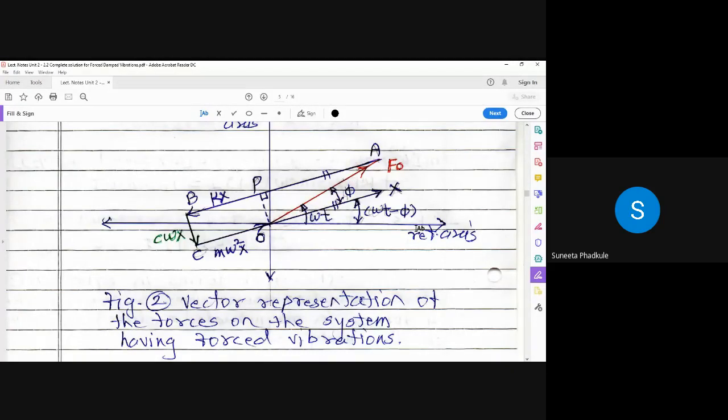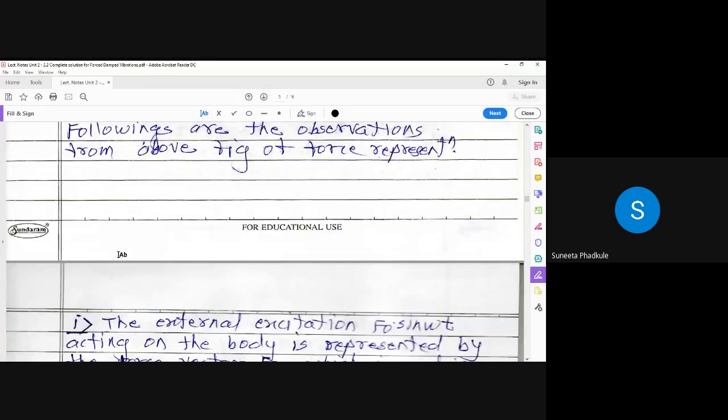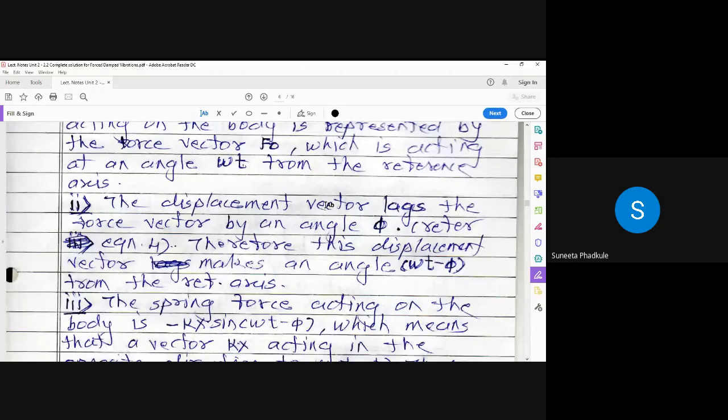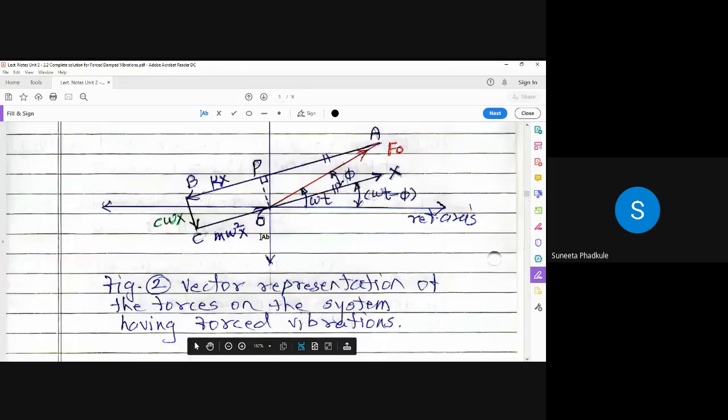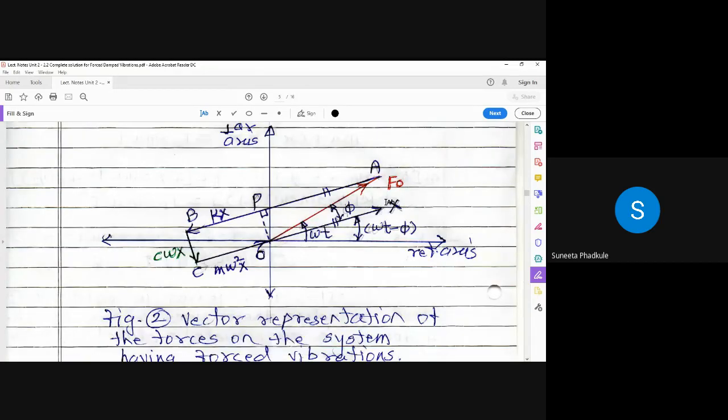Correct? Then what is the second observation? The displacement vector lags the force vector by an angle phi, which we have already seen in equation number 4. Therefore, this displacement vector makes an angle omega t minus phi from the reference axis. Look here. The angle made by the displacement vector with the reference axis is omega t minus phi. Understood? Because this is omega t, this is phi.